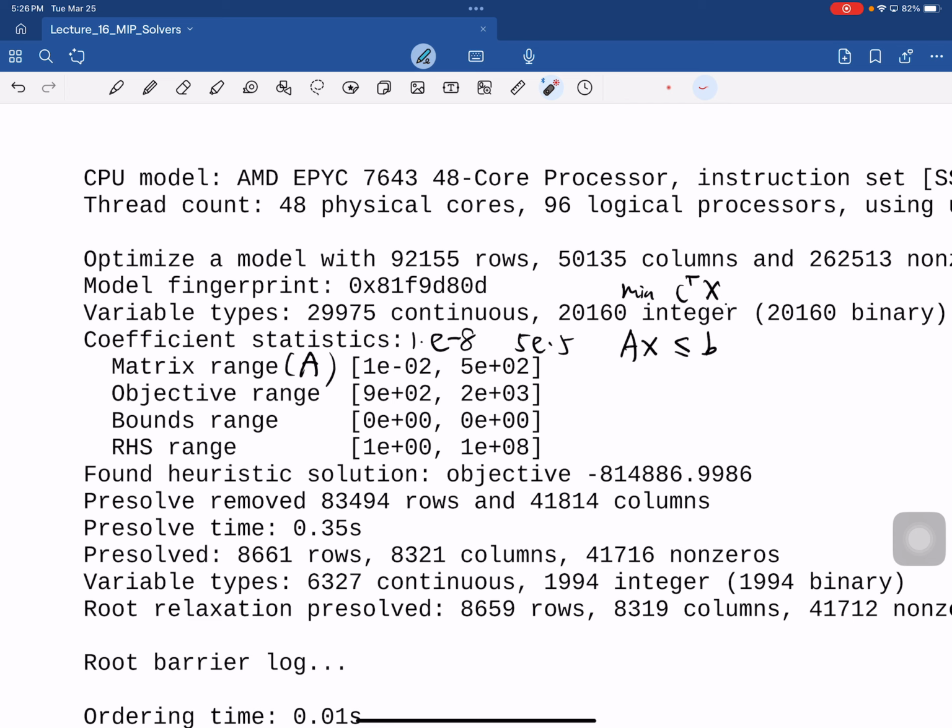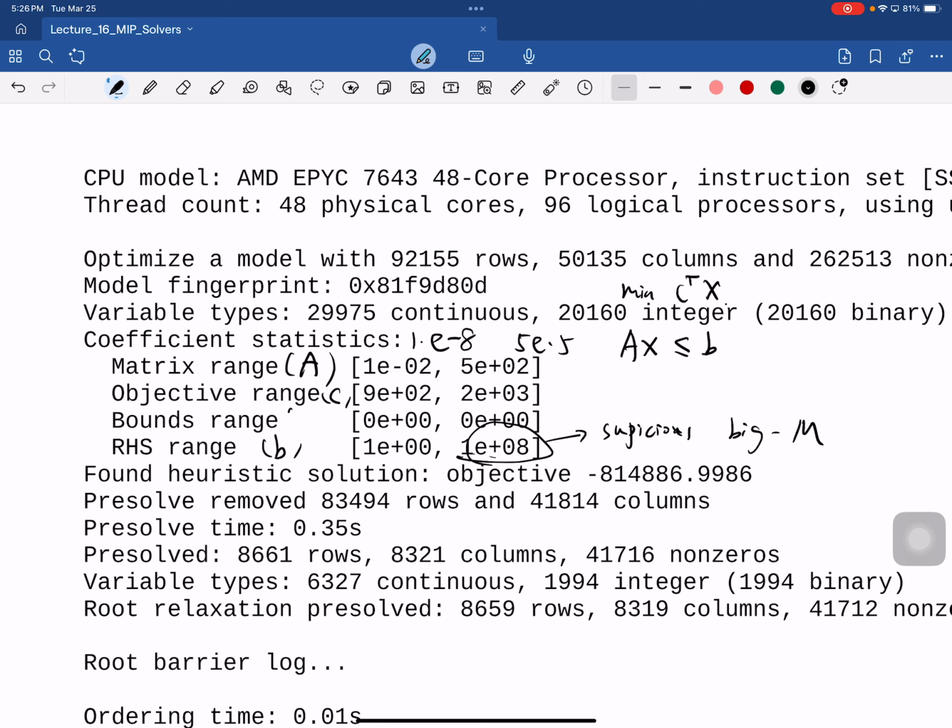Okay, and then here you have the objective range. That will be the range of c, and you also have the range of b, right? Here, this is the bounds of the problem, and the right-hand side range is the range of b. Here, clearly, I have a very big number on the right-hand side, right? So it looks very suspicious. Very likely, I have a very bad big M value that gave rise to this number, right? So if you see those numbers, you should be suspicious of big M values, and then you should make this right-hand side smaller.